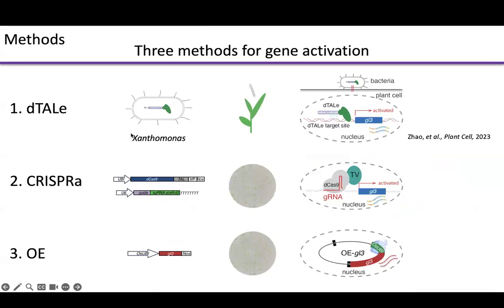Here is the pipeline of these three methods. For the dTALE method, as I mentioned before, we use Xanthomonas as a mediator to deliver our activator component. We inoculate the maize seedlings to transfer this component. After 1 day of inoculation, we grind the leaf tissue and perform qPCR and RNA-seq analysis. Here, we are also using the protoplast system as a transient assay platform to deliver CRISPRa vectors and overexpression vectors, and then we perform qPCR and RNA-seq analysis.